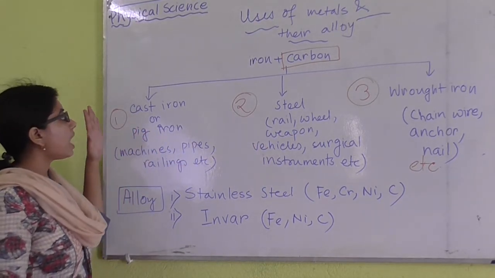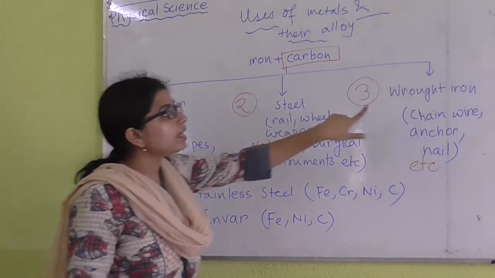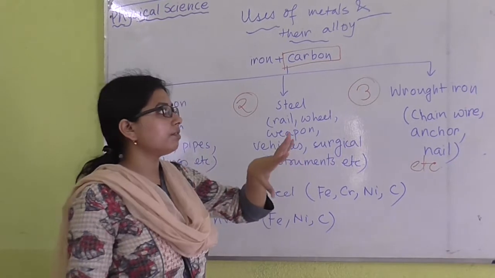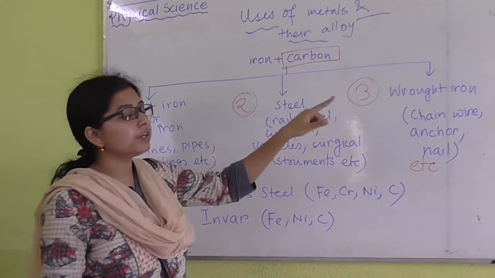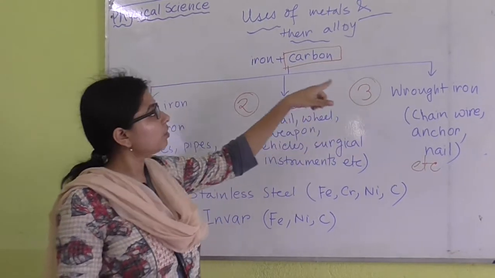Okay, so we should learn about the 3 categories of iron here basically, and we should remember this point that cast iron contains maximum percentage of carbon and wrought iron contains minimum percentage of carbon. Okay, and we have to read the use of iron on the basis of these 3 categories. Okay, so this is done.